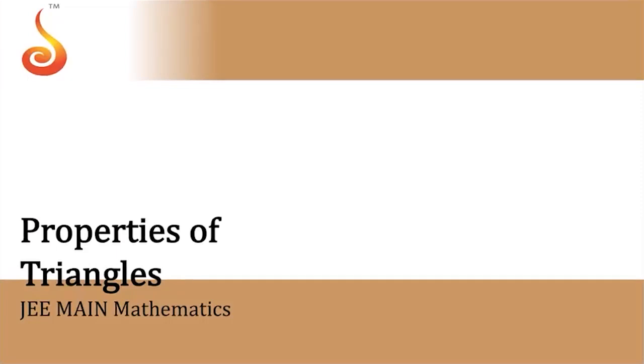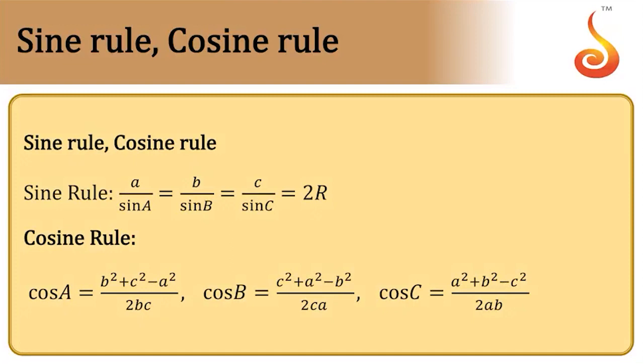Let us start properties of triangles. Sine rule is very important. a by sin A equal to b by sin B equal to c by sin C equal to 2R. 2R is the circumradius. Suppose you take a triangle.